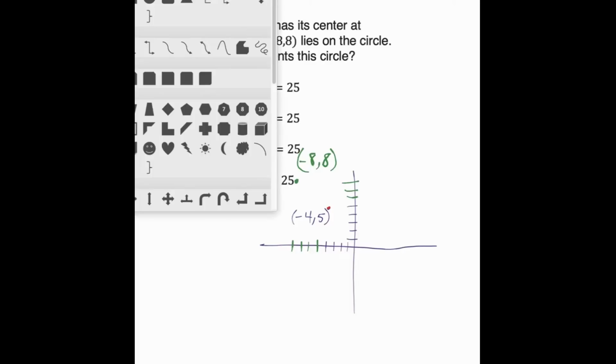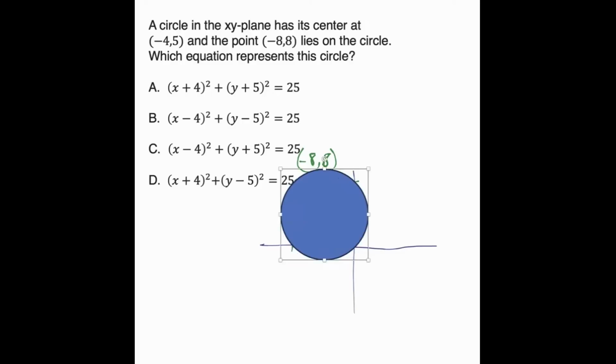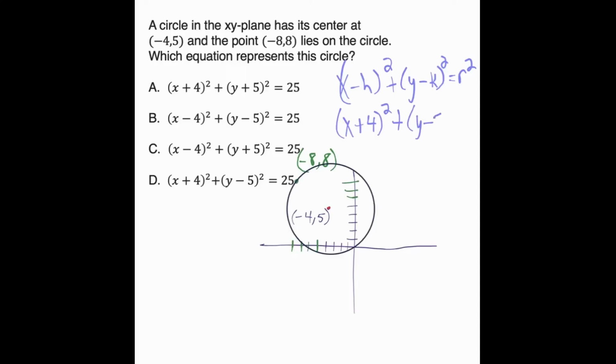So we can imagine right now that we've got a circle that looks something like this, that has the center we have and passes through that point. So using the equation of the circle, which is x minus h squared plus y minus k squared equals r squared, we know that the first part would look like this: x minus -4, x plus 4 squared, plus y minus 5 squared. But what we don't know is what is the r that's going to go in that space.